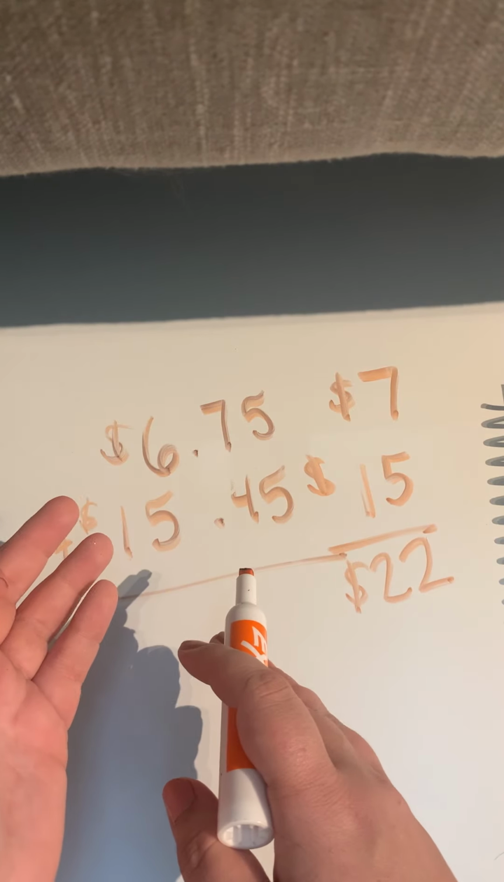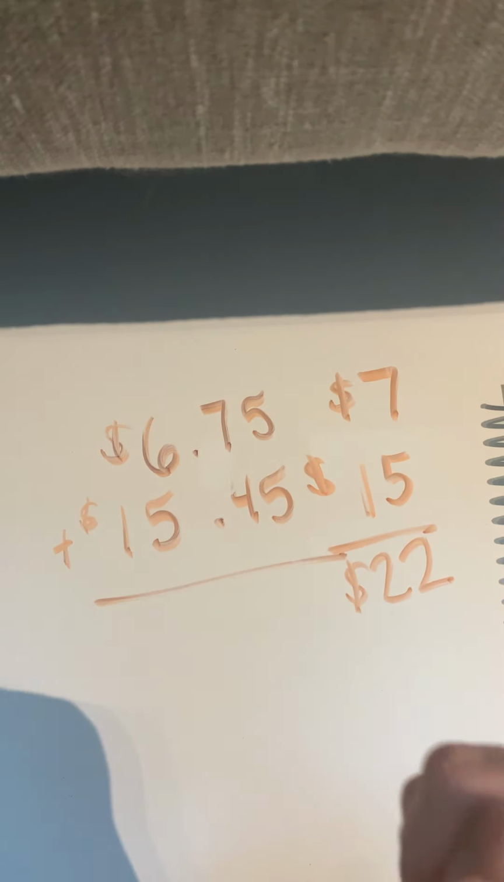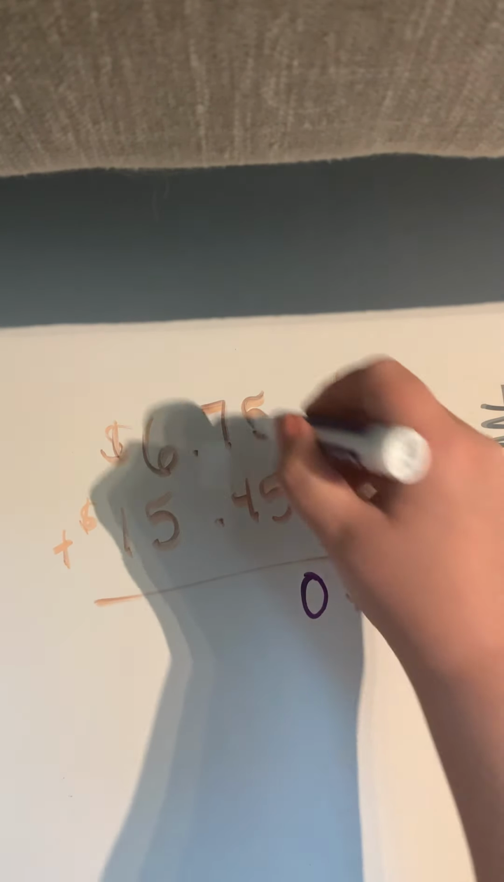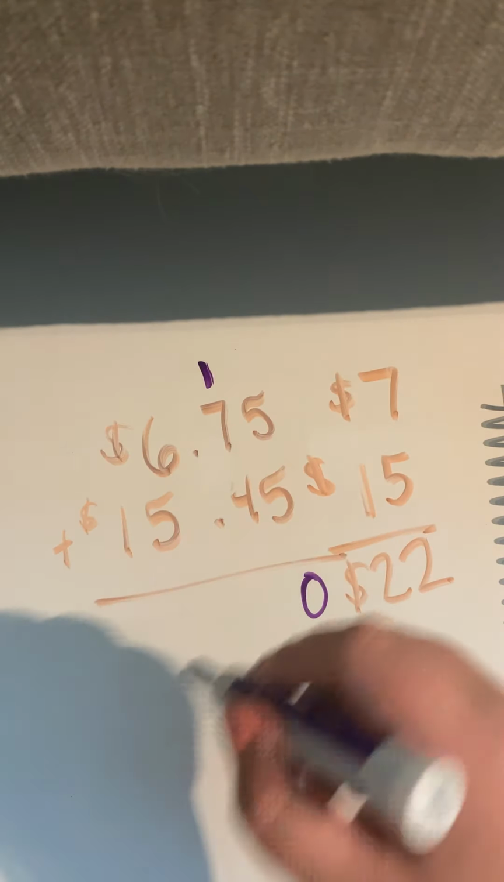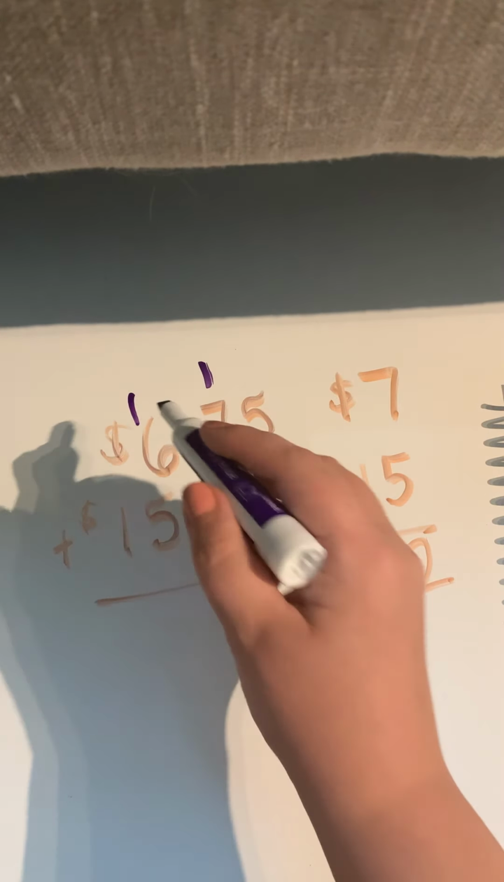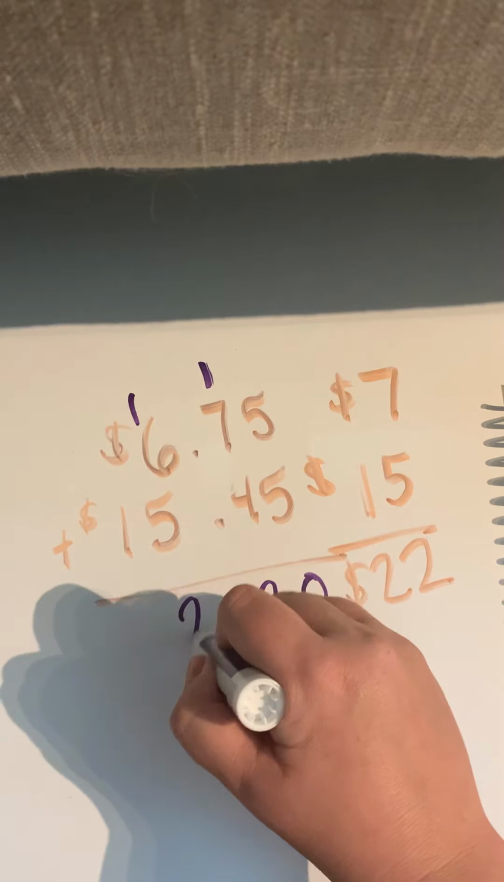Well, what I can do is come over here and find the exact answer just to be sure. So 5 plus 5 is 10. 7, 8, 9, 10, 11, and 12. Bring down my decimal. 6, 7, 8, 9, 10, 11, 12.